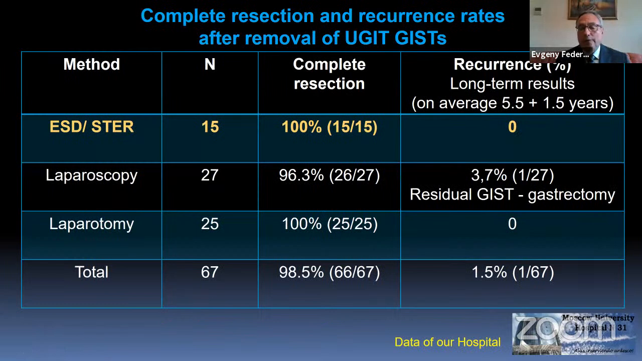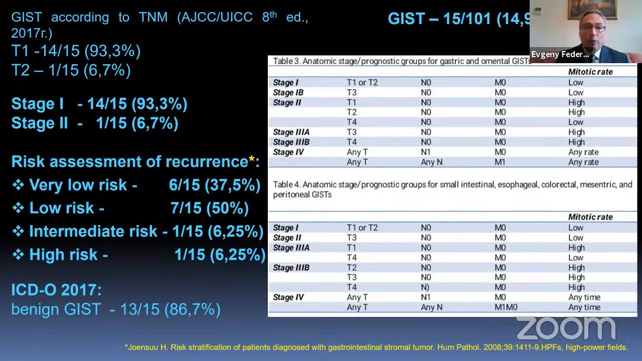And if we look at our own results for endoscopic removal, we achieve complete resection in 100% of patients and recurrence with an average long-term result of 5.5 years, 0. Of course, it's because the size of the lesion is not so big, and most of them you see in the very low risk group or low risk group according to the risk stratifications of these patients.